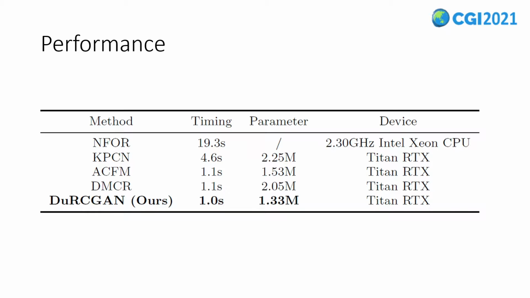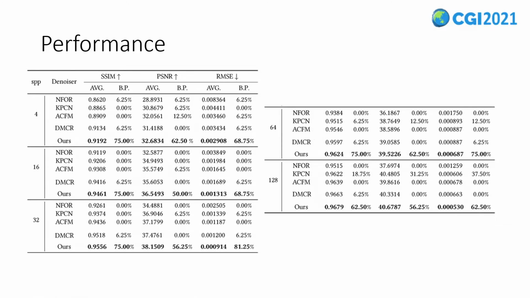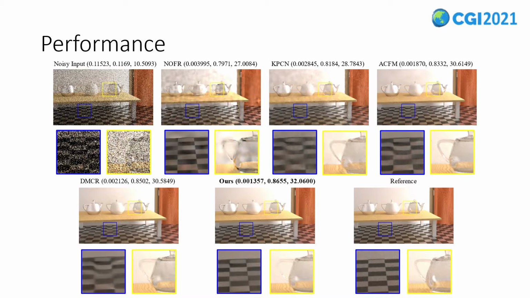All the methods are trained using 32 SPP images, but we also run the test on other SPPs. At each SPP, our method has the largest ratio of best denoising result. And it's perceivable that our method generated the best result.